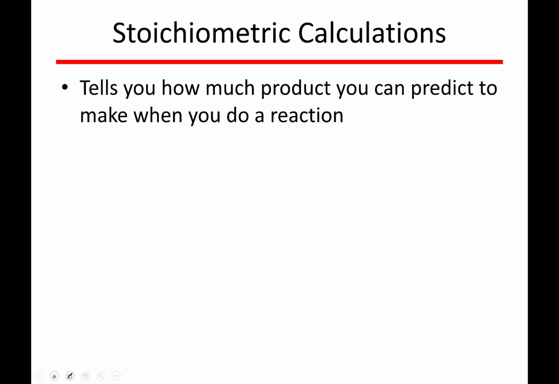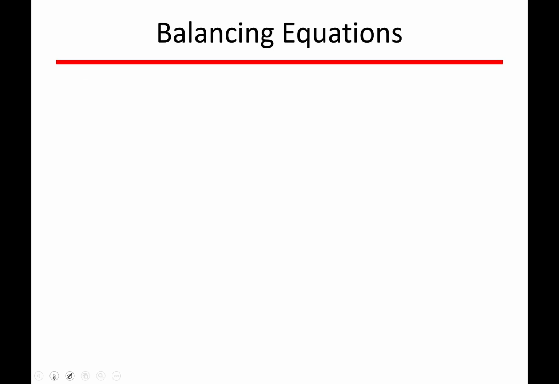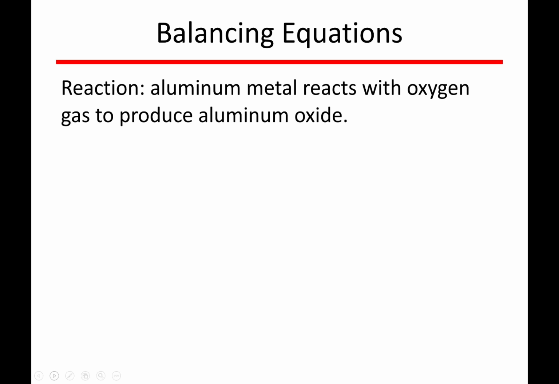Now, in order to do a stoichiometric calculation, you must have a chemical reaction written out, and it also has to be balanced for mass. This is crucial because matter cannot be created or destroyed when you do a chemical reaction. Another way of saying that is when you write a reaction, it has to be balanced. You're going to have the same mass on the reactant side of the equation as you have on the product side of the equation. Let's get a little bit of practice with balancing equations.